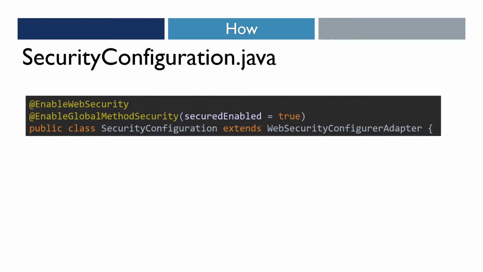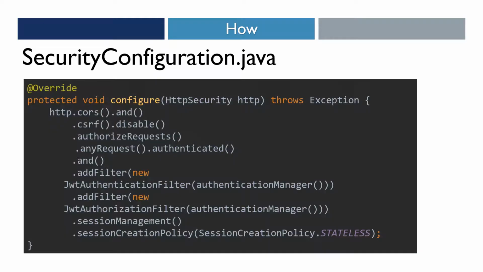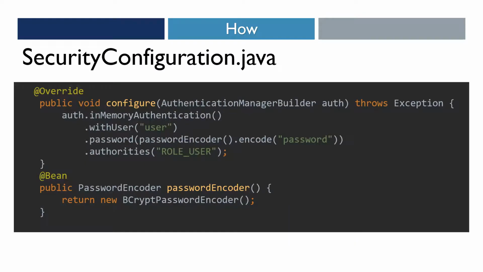Security configuration. Set secure endpoint. Add our two filters into the security context. Disable session management. Authentication Manager will use the in-memory authentication. In production, use a user details service. Use password BCrypt encoder.